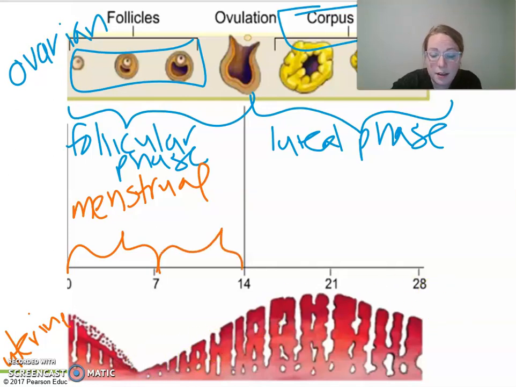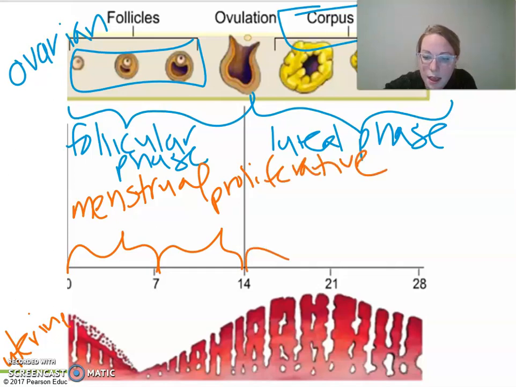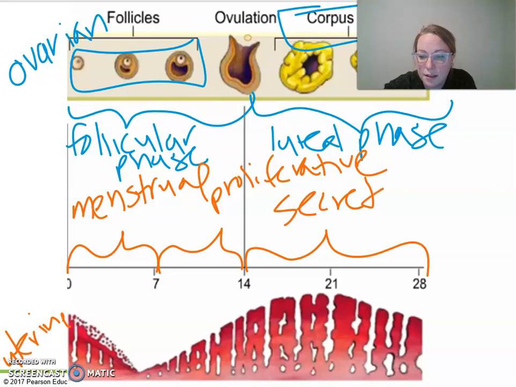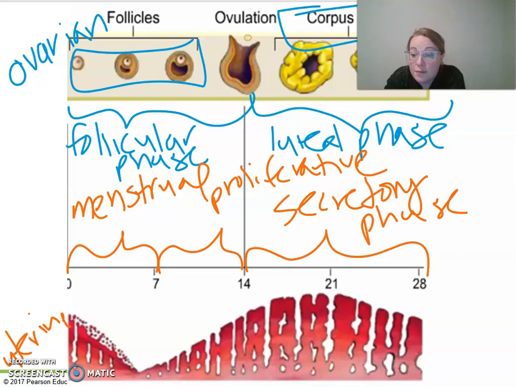So from here until ovulation is called the proliferative phase. To proliferate means to divide and grow. So proliferative phase, we're doing rapid growth of that endometrium. And then we've got the secretory phase, where we're still growing a bit, thickening those blood vessels, and waiting to see if implantation occurs or not. Ovarian cycle, uterine cycle, same 28-day cycle.